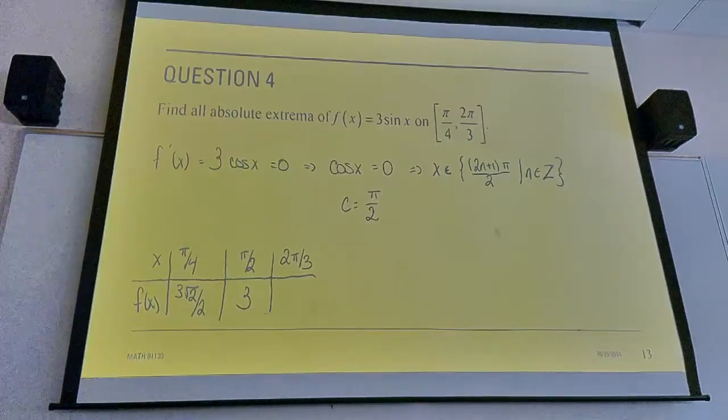What is sine of pi over 3? Square root of 3 over 2. 2 pi over 3 is quadrant 2. Is sine positive or negative in quadrant 2? Well, that'd be positive. So sine of 2 pi over 3 is root 3 over 2.